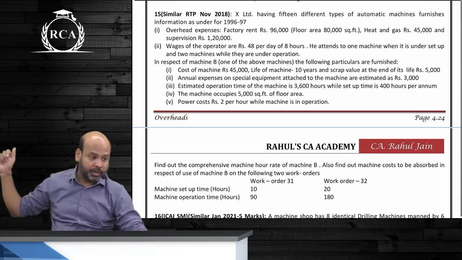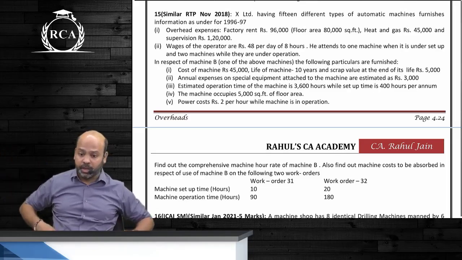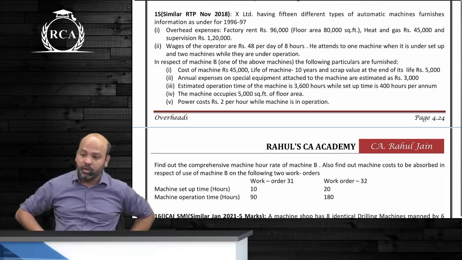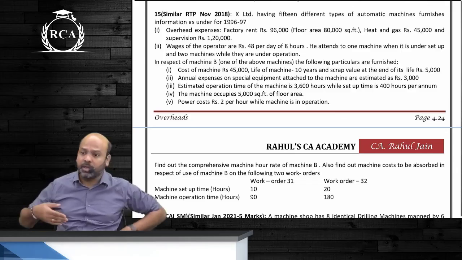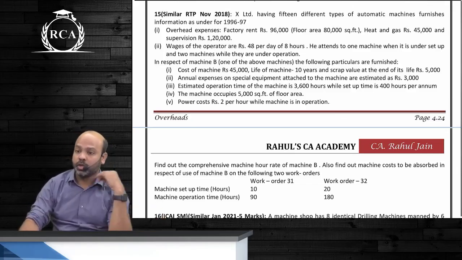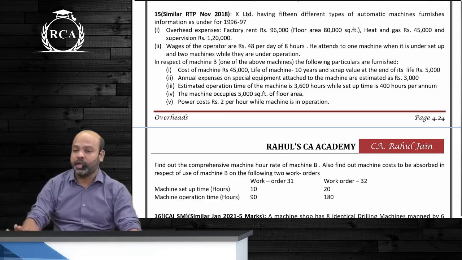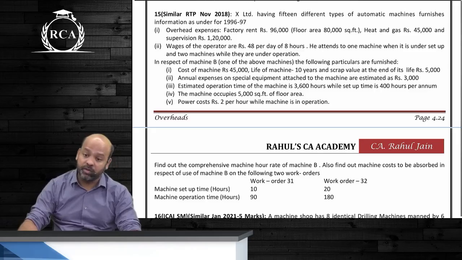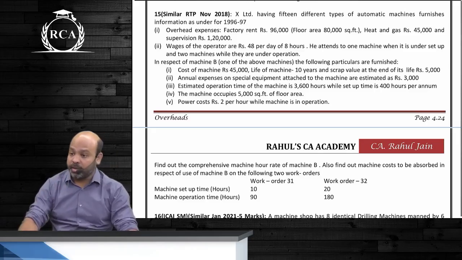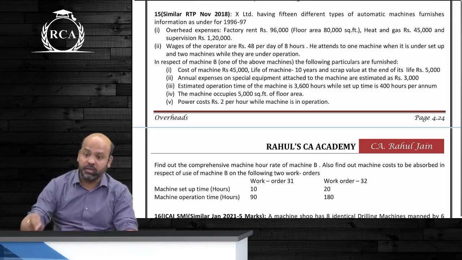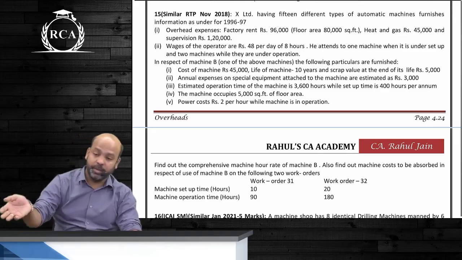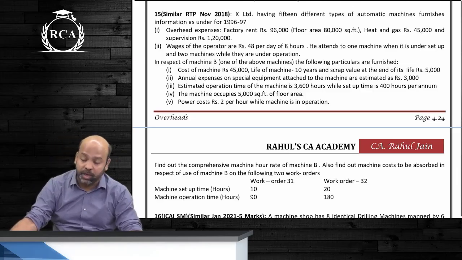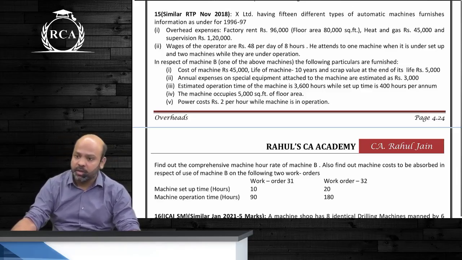Why? Look here at the second point. It says operator wages are 48 per day of 8 hours. This gentleman can attend to only one machine when the machine is under setup, while when the machine is under operation, we are paying him 48 divided by 8, 6 rupees per hour. When the machine is under setup, the entire 6 rupees is to be allocated only to one machine. But when the machine is under operation, this 6 rupees will further be divided on the basis of two machines. That means the cost of each machine will be different. Isn't your cost of setup separate and cost of operation separate? Is it understood or not?